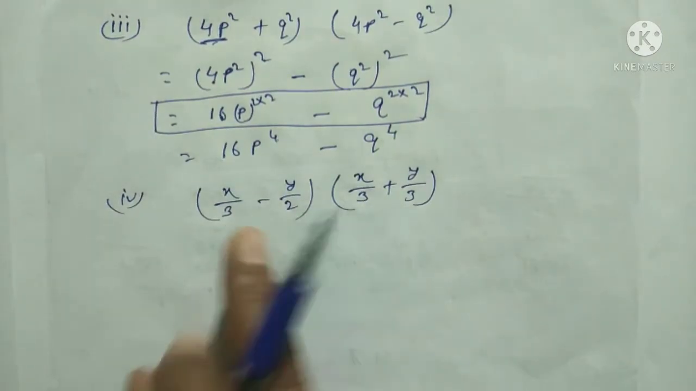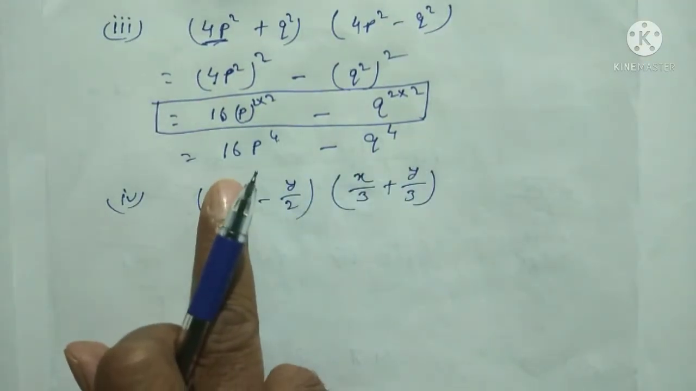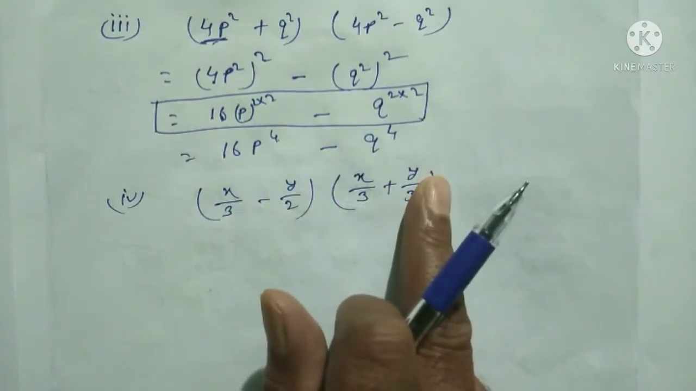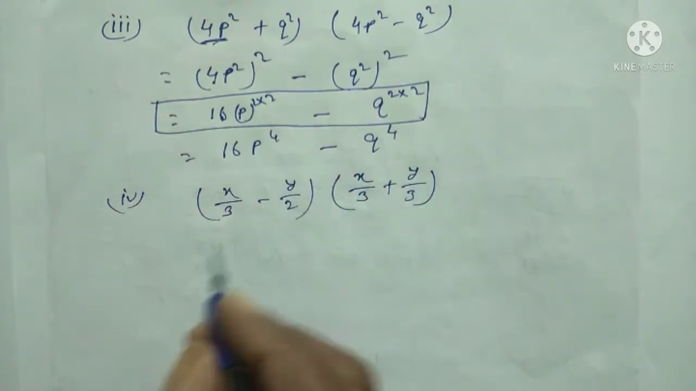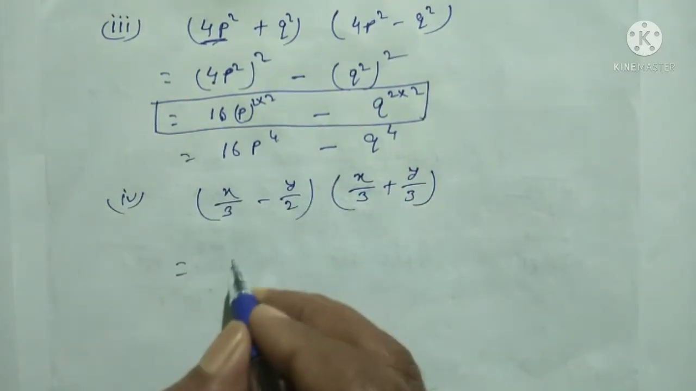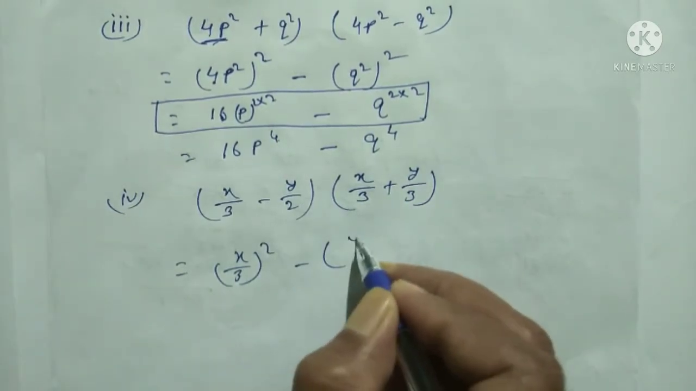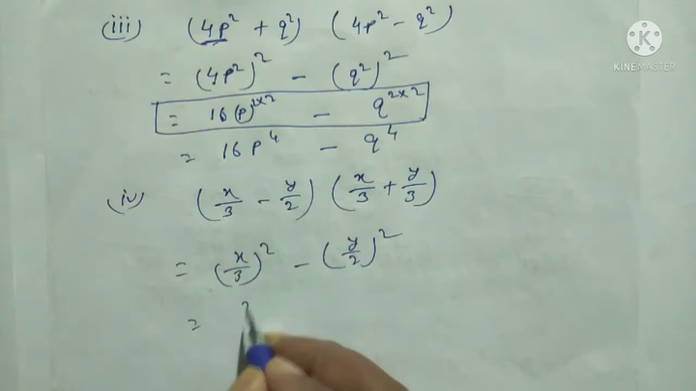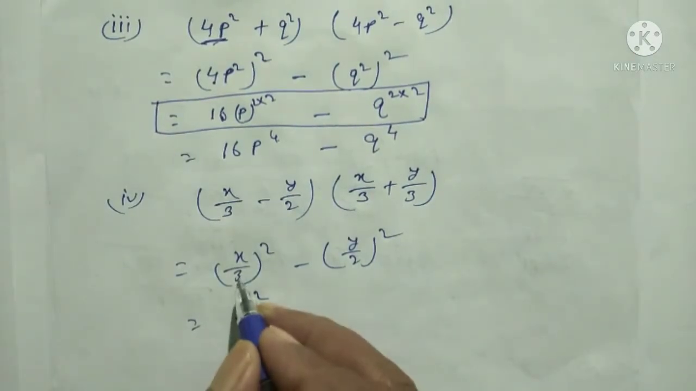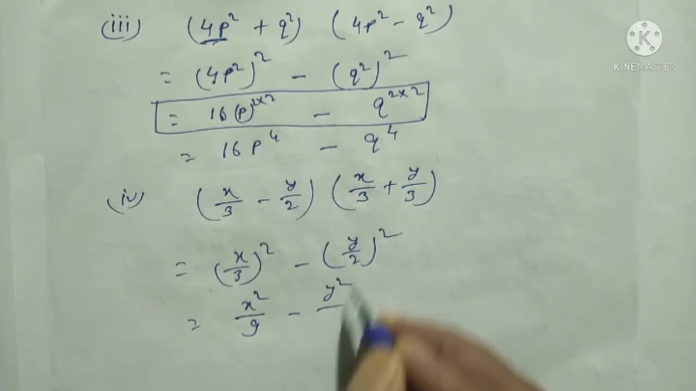Now look here. First number, second number, first number, second number. A minus b, a plus b. So a minus b into a plus b equals a square. A means what? x by 3 square. B means what? y by 2 square. Square of x, x square. Square of 3, 9. Square of y, y square. Square of 2, 4.